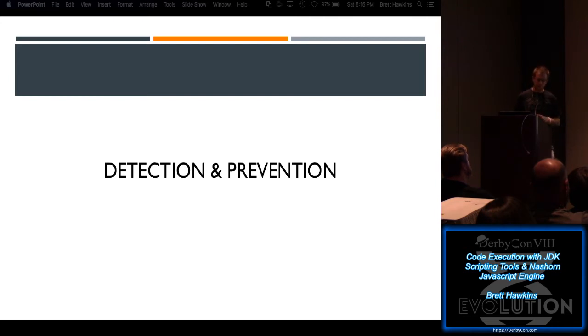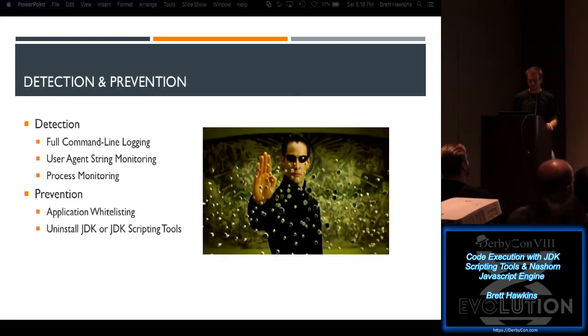So we went over some practicality from an offensive standpoint. Now let's switch gears to the defensive side, the blue side here. We're going to talk about some detective and preventive controls that you can implement. From a detection standpoint, we'll talk about full command line logging, user agent string monitoring, and process monitoring. Then from a preventative standpoint, we're going to talk about application whitelisting and then simply uninstalling them.